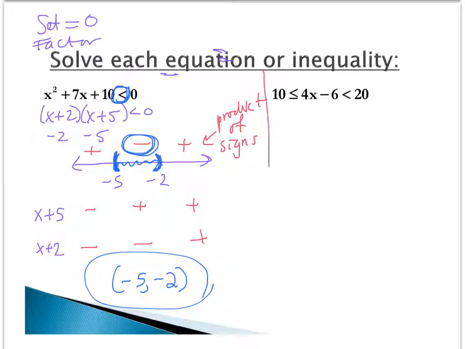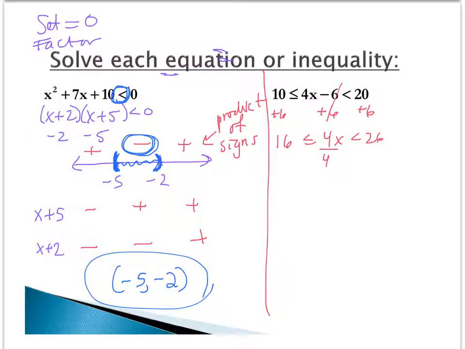For this problem on the right, this is what we call a compound inequality problem. Think of it like it's a sandwich. So we look at what we need to do to solve in the middle, and then anything that we need to do, we do to all three sections of our graph. This gives us 16 less than or equal to 4x less than 26.